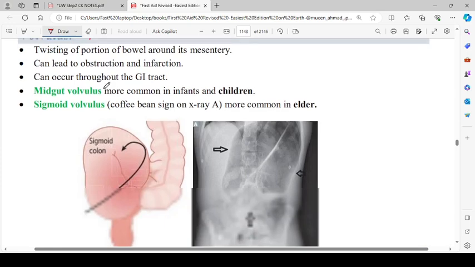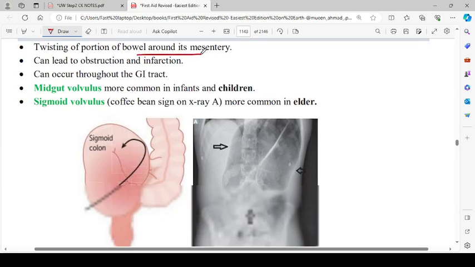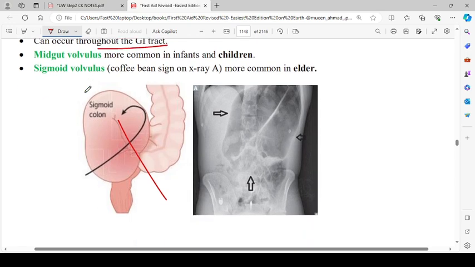Volvulus is twisting of a portion of bowel around its mesentery. It is a kind of malrotation, but it is not congenital malrotation. It can happen later on in life, in areas of the bowel which are free to rotate, and when they rotate around their own mesentery, they obstruct the blood supply. They can lead to obstruction and infarction. It can occur throughout the GI tract. Midgut volvulus is more common in infants and children.